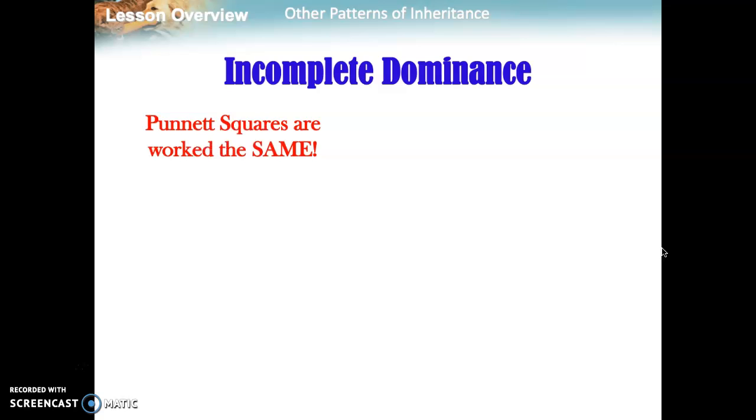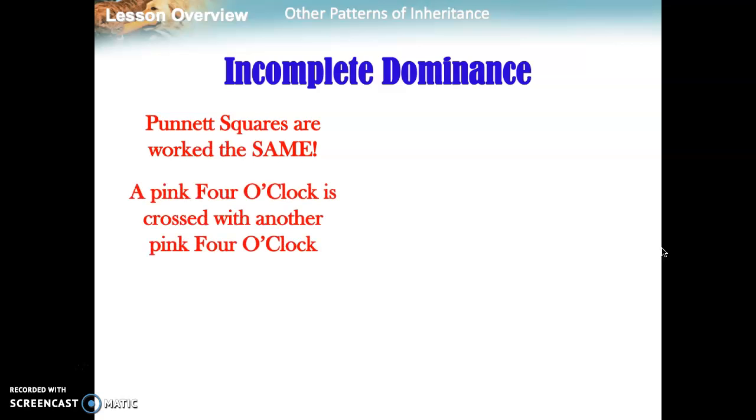Punnett squares work exactly the same as they did before. In this case, we're going to start with a pink four o'clock. A four o'clock is a type of flower. It's crossed with another pink. Again, we have our dominant red or recessive white. Since both flowers are pink, the only possible way to be pink is to have a heterozygous genotype. So we're going through, again, just like we did before, the five steps.